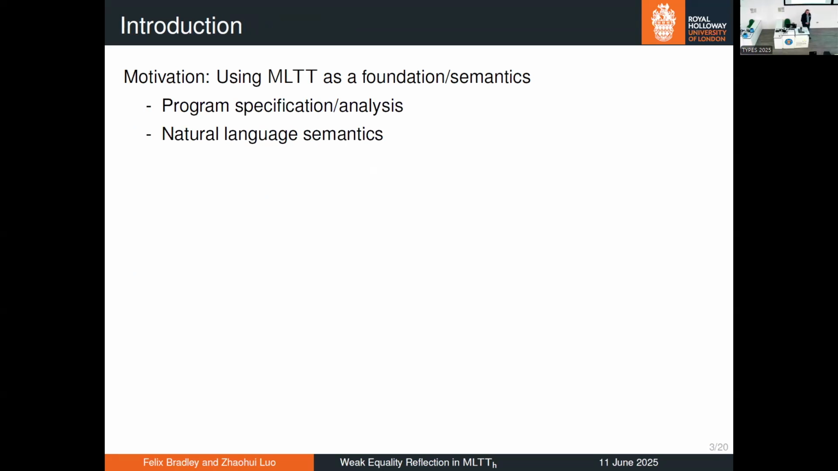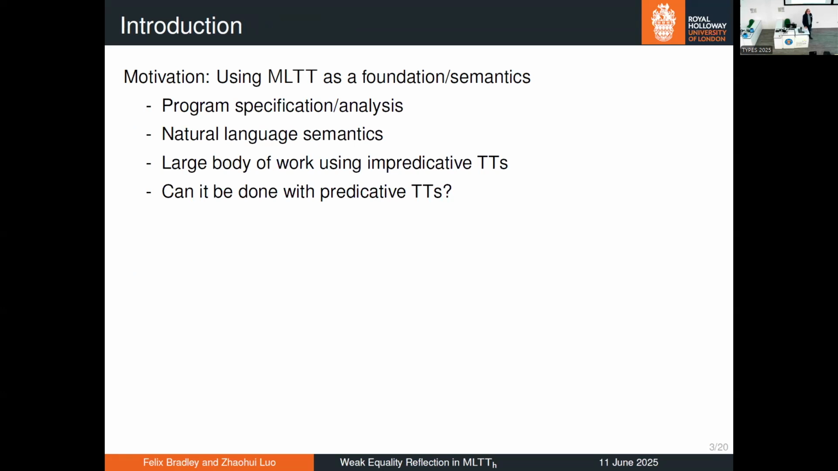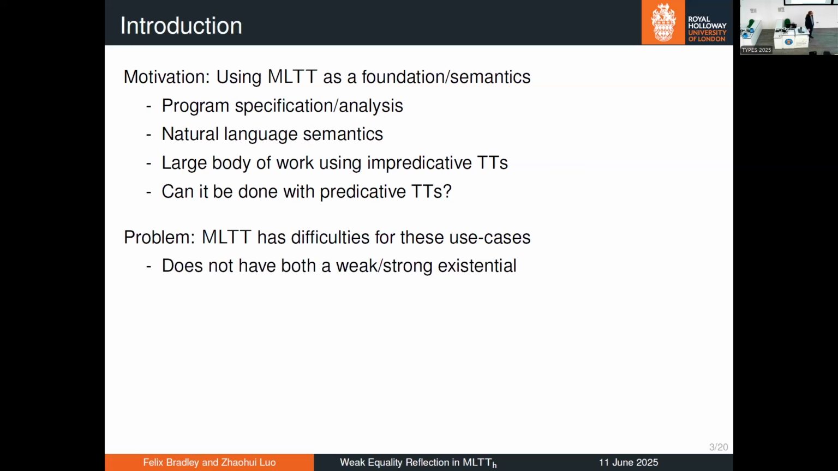There's been a whole body of work previously done on using primarily impredicative type theories to enable these applications. And we really want to look at whether or not it's possible to use predicative type theories, in particular Martin-Löf's type theory, for these purposes. But because Martin-Löf's type theory is inherently predicative, there's a couple of different issues we need to work with, or work against, rather.